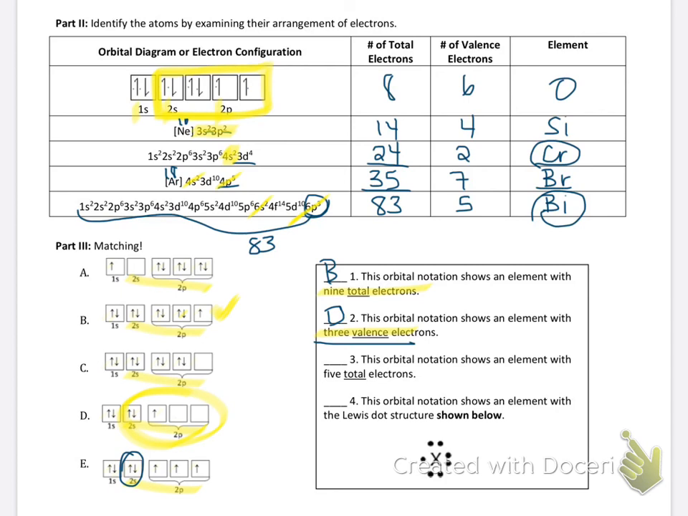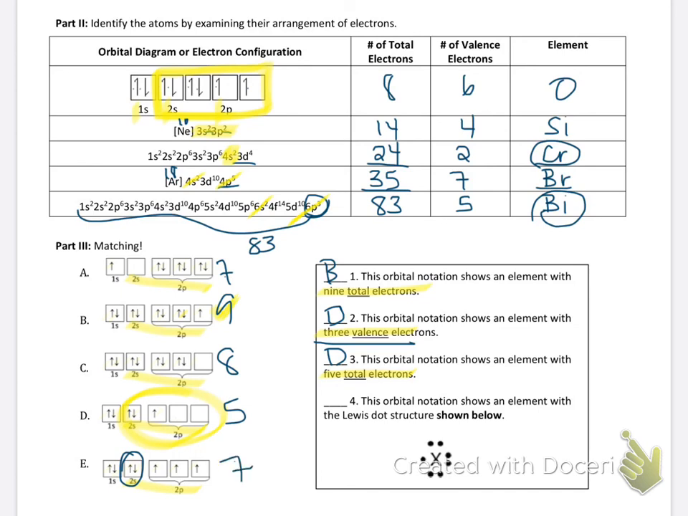For number 3, looking for 5 total electrons. The only one with 5 total electrons is going to also be D there. The first one, we have 7. B, we had 9 total. C was 8. Here we have 5, and then 7 again in E.